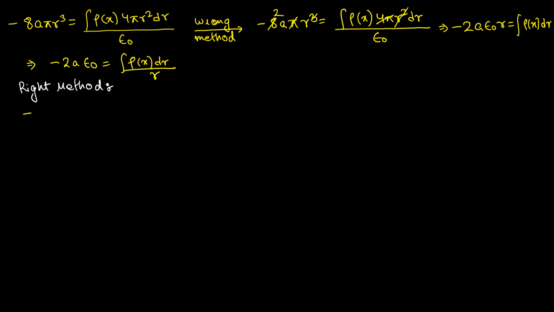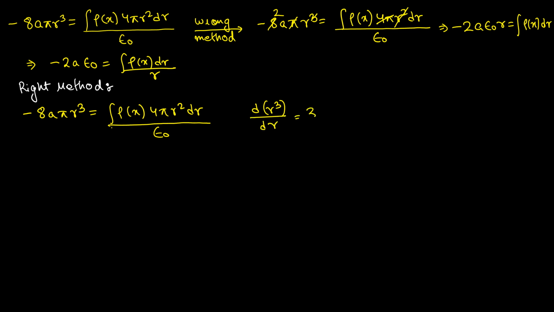So out here minus 8a pi r cube equals rho x into 4 pi r square dr by epsilon naught. What did I say? I have to convert this r cube into a parameter of dr. I have to cancel out the dr and dr. So what did I do? I did d of r cube by dr equals 3r square, or r cube can be written as 3r square dr. And I made r cube equal to 3r square dr. Then I cancelled out the dr and everything out here. Sir, how is this a method?